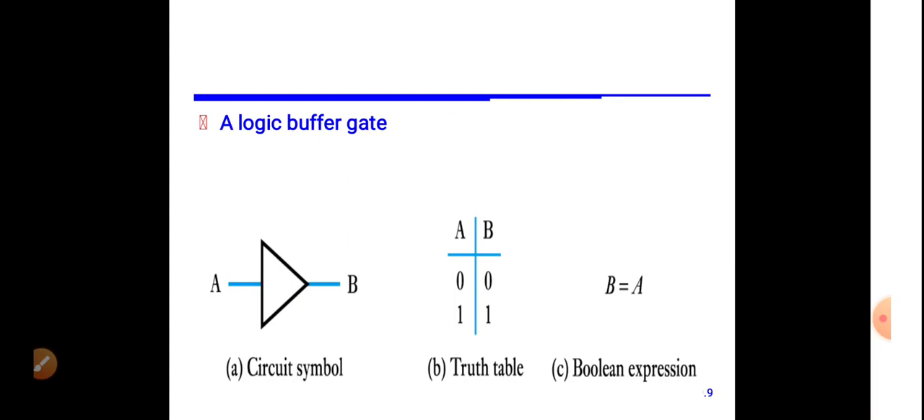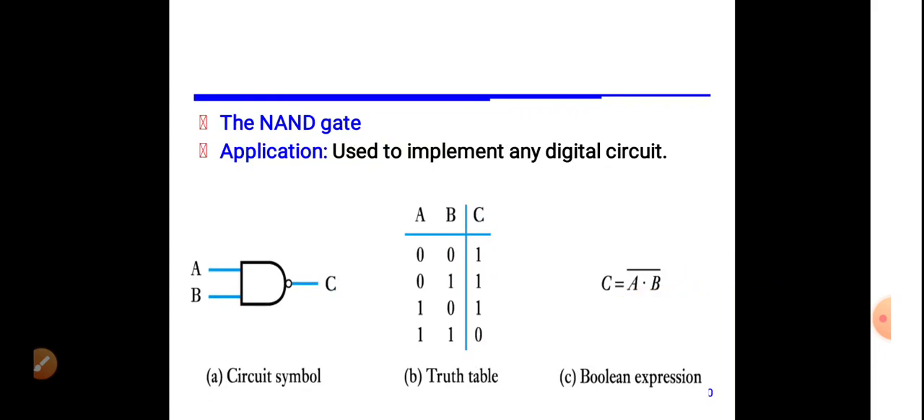Now the buffer: if we observe the NOT gate as well as this buffer, the only difference is that the buffer also consists of a single input and single output, but the symbolic notation in case of a NOT gate is a triangle followed by a bubble, whereas in case of this logic buffer we have only a triangle. If input is A, output is B, B equals A, meaning whatever input we give, the same output we get in case of a buffer. Whatever gates we have discussed till now are all basic gates.